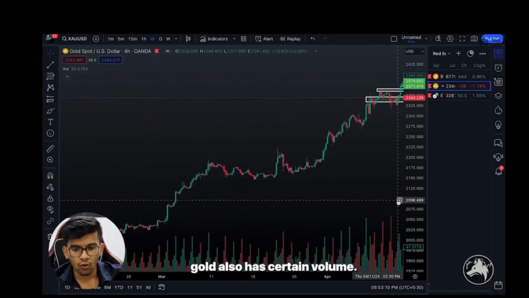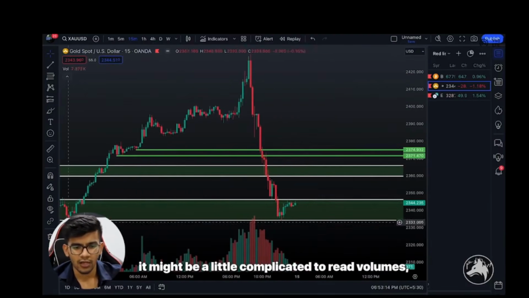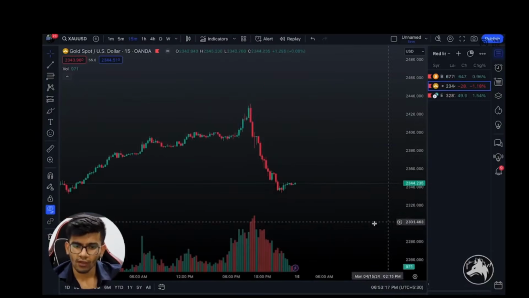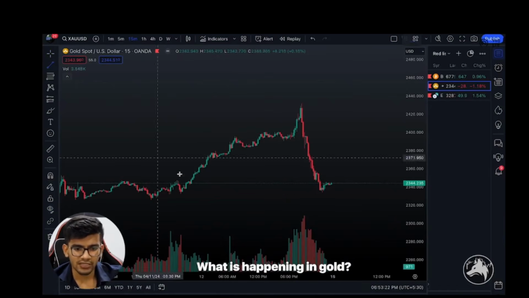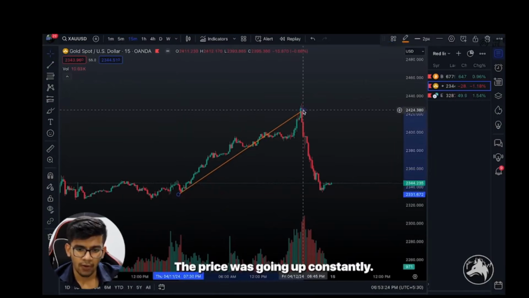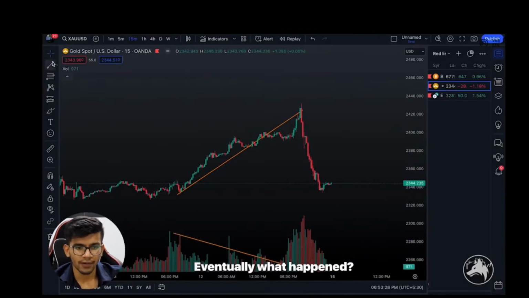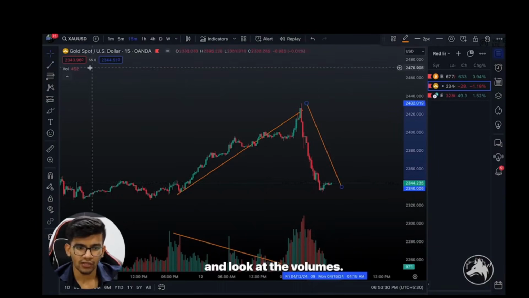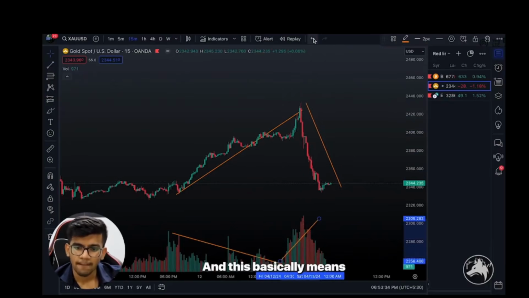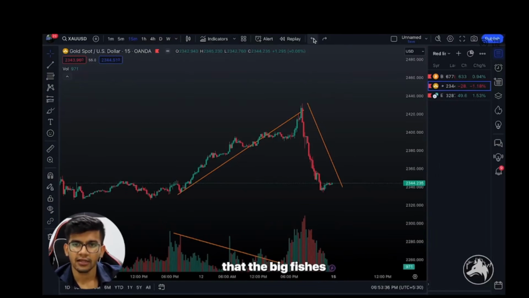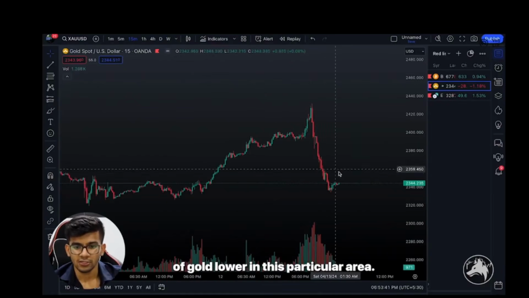So if you take gold, gold also has certain volume. Now in gold it might be a little complicated to read volumes, but you will get it with practice. So if you see over here, let me just delete all the drawings. What is happening in gold? The price was going up constantly. What was happening to the volumes? The volumes were pretty dry. Eventually what happened? The prices started dumping, and look at the volumes. The volumes started going up, and this basically means that the big fishes are interested in taking the prices of gold lower in this particular area.